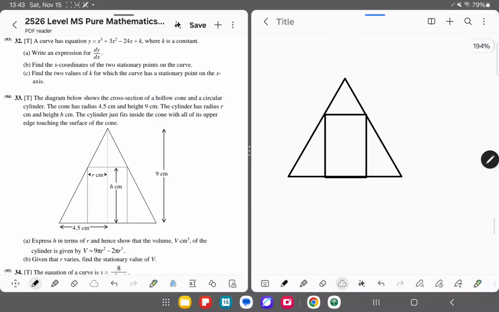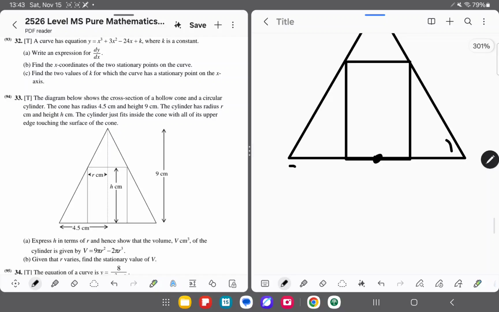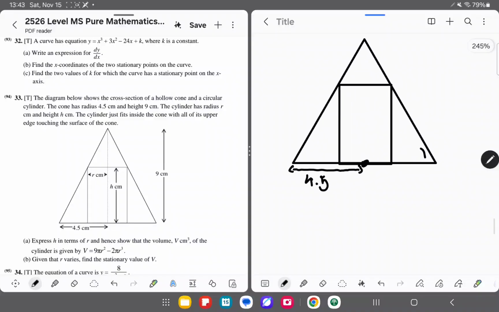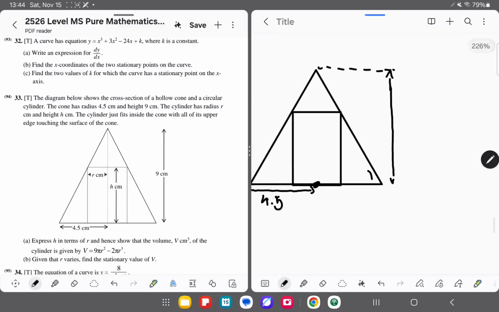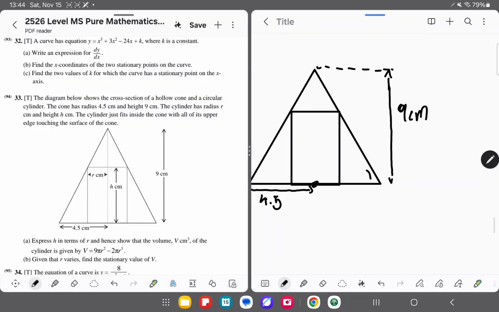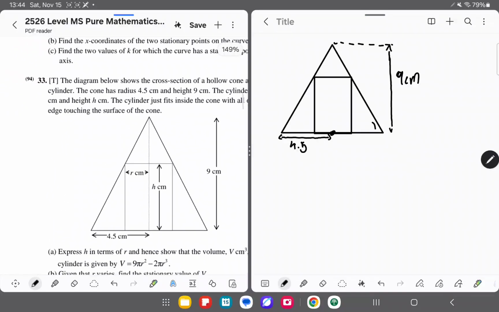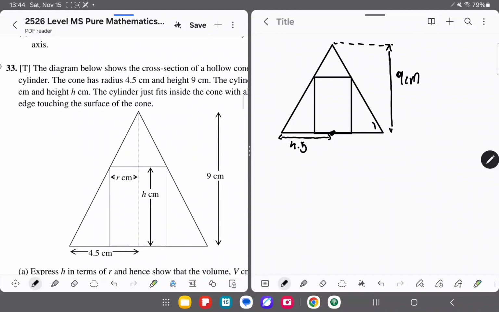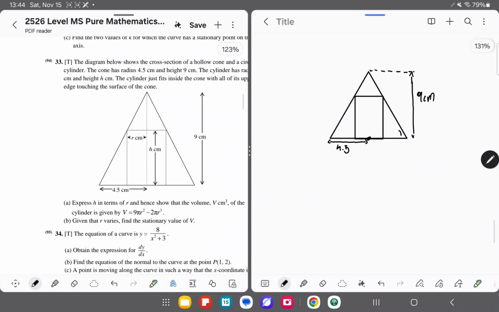Okay, now what do we do with this? We are given that the radius of the cylinder over here, from here to here, is 4.5. And this is the radius of the cylinder. And the height of the cylinder over here, from here to here, is 9 centimeters. So we can find the volume of this cone if we wanted to. However, we won't be doing that. They said that this cylinder is just enough to fit this cone. So let's solve each question individually.